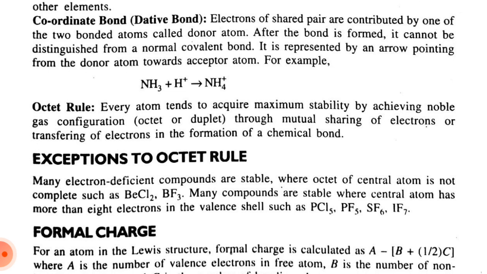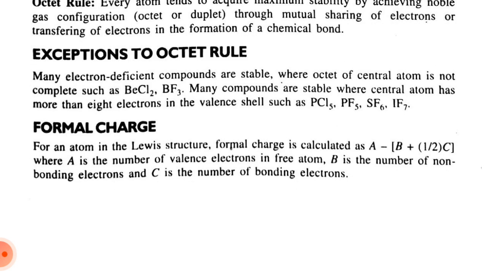Octet rule. Every atom tends to acquire maximum stability by achieving noble gas configuration, octet or duplet, through mutual sharing of electrons or transferring of electrons in the formation of chemical bond.